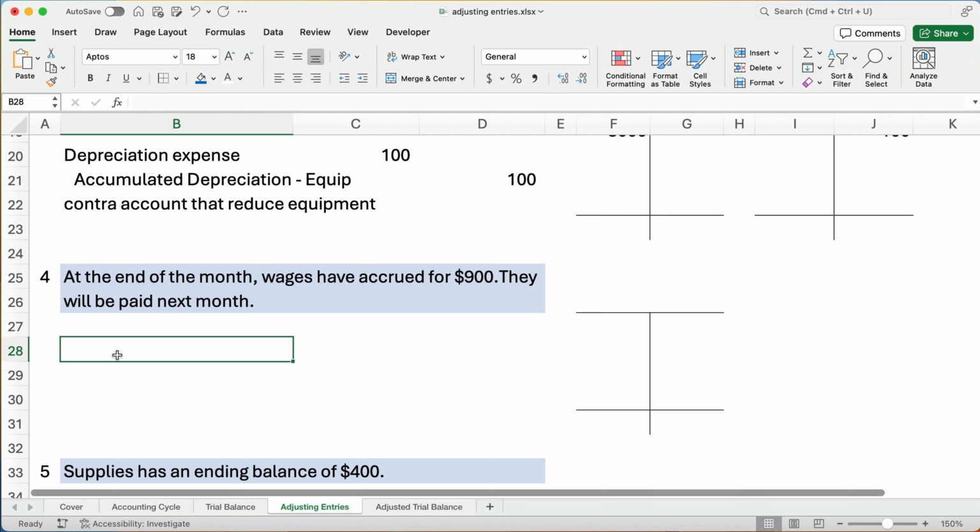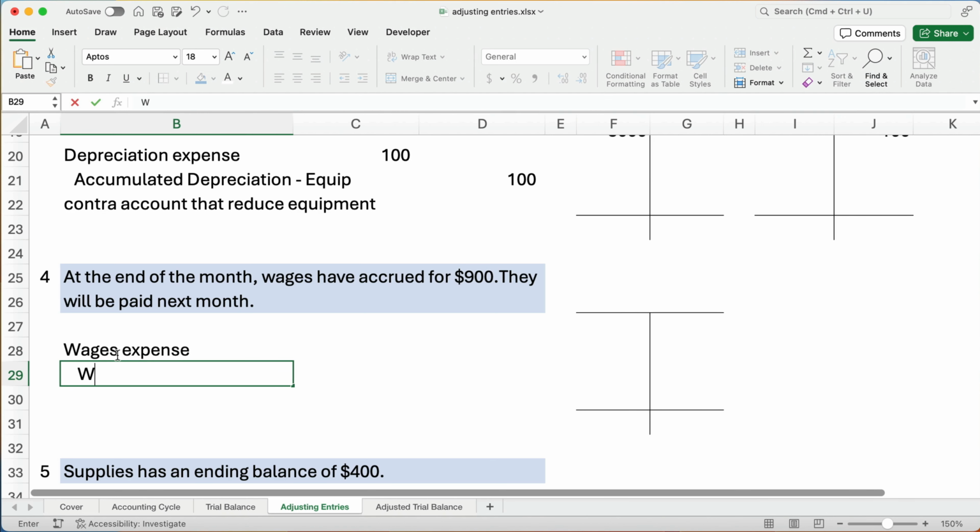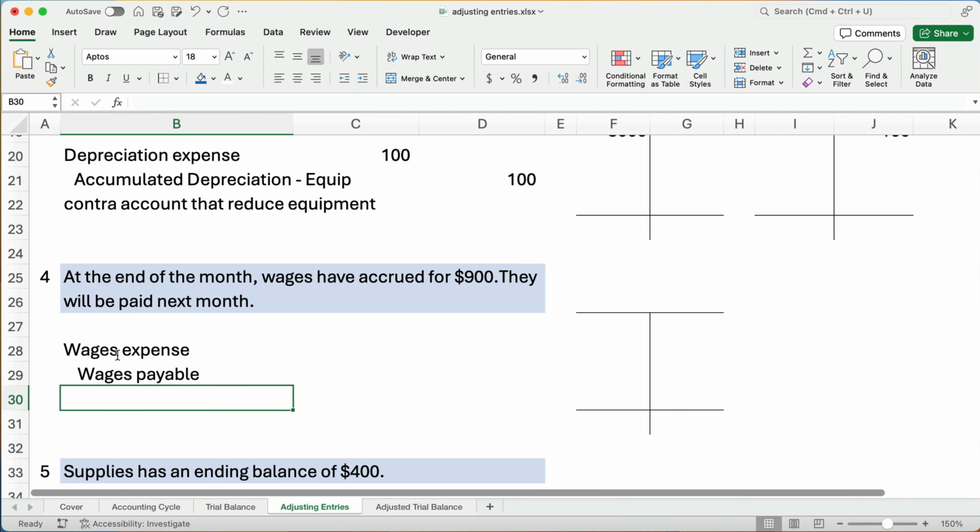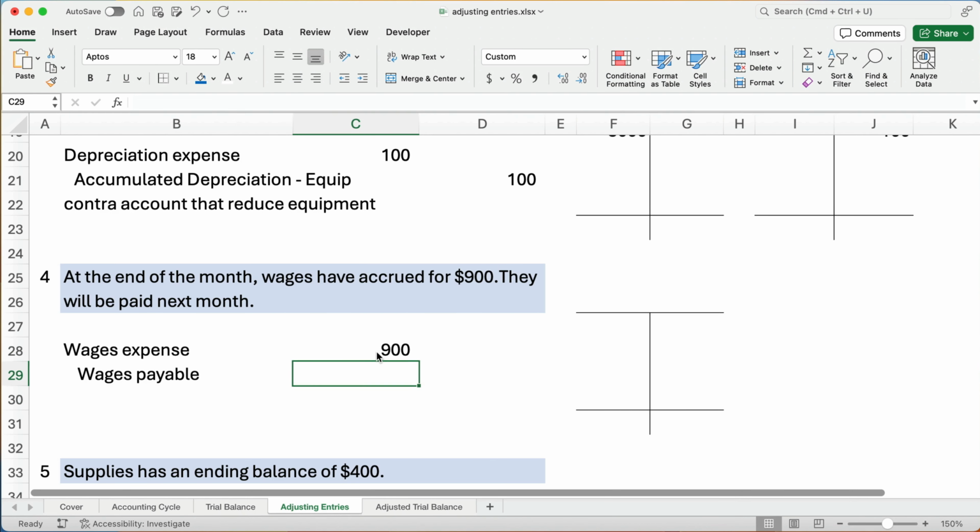All right, so what entry would we make? Wages expense. What do we credit? Wages payable. It's a lot like accounts payable, except we know it's for wages, and it's going to be for $900. So wages payable is a new account we haven't seen, but wages expense, we just have an extra amount of expense. This is a real expense, even though we haven't paid cash yet for it.